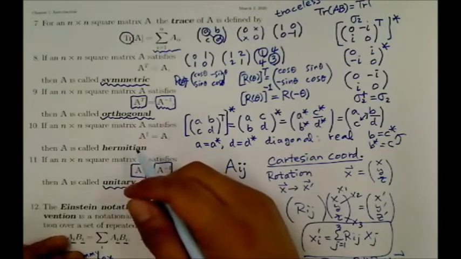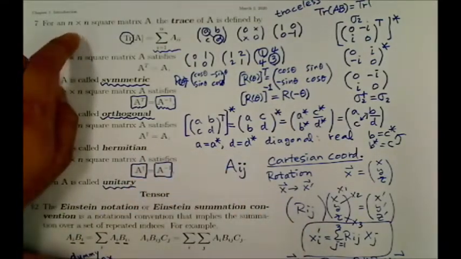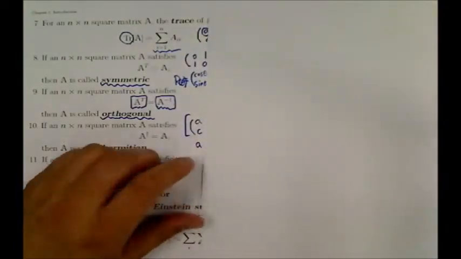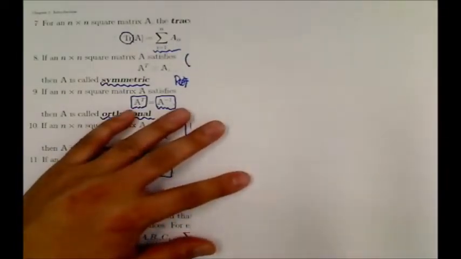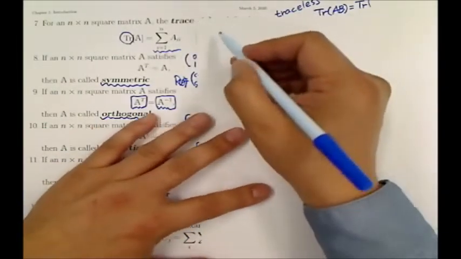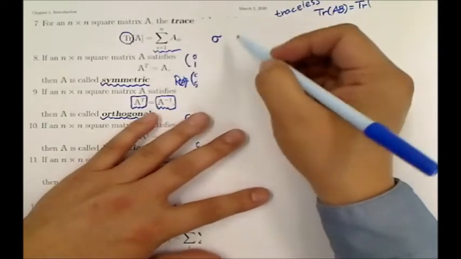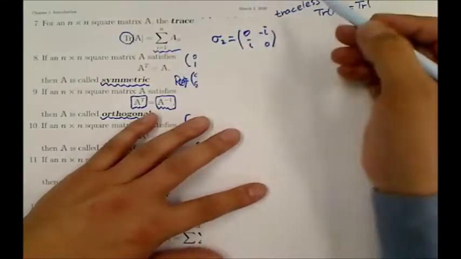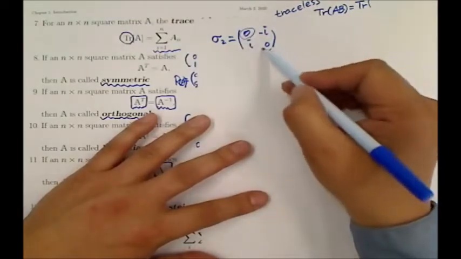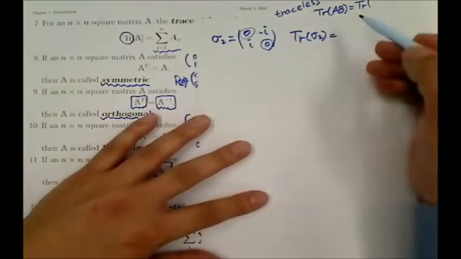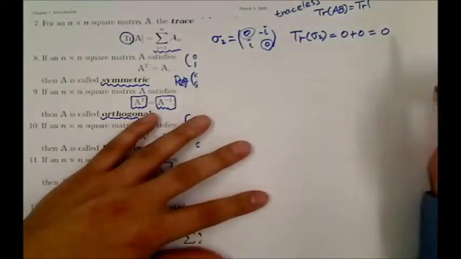Next, we consider the trace of a matrix. A trace of a matrix is a sum of all diagonal elements. I have matrix A, for example, sigma 2, 0, minus i, 0. Diagonal elements are these and these. So, trace of sigma 2 is 0 plus 0 is 0.